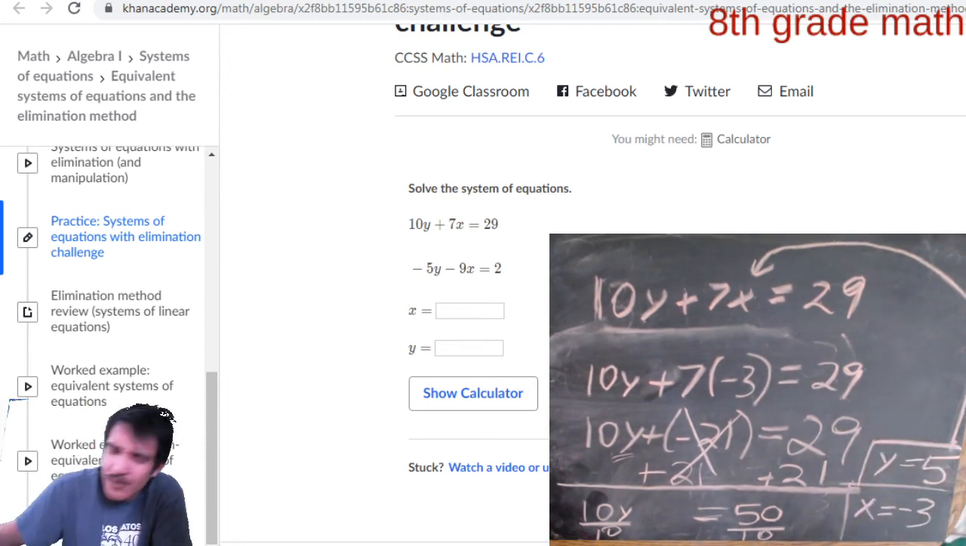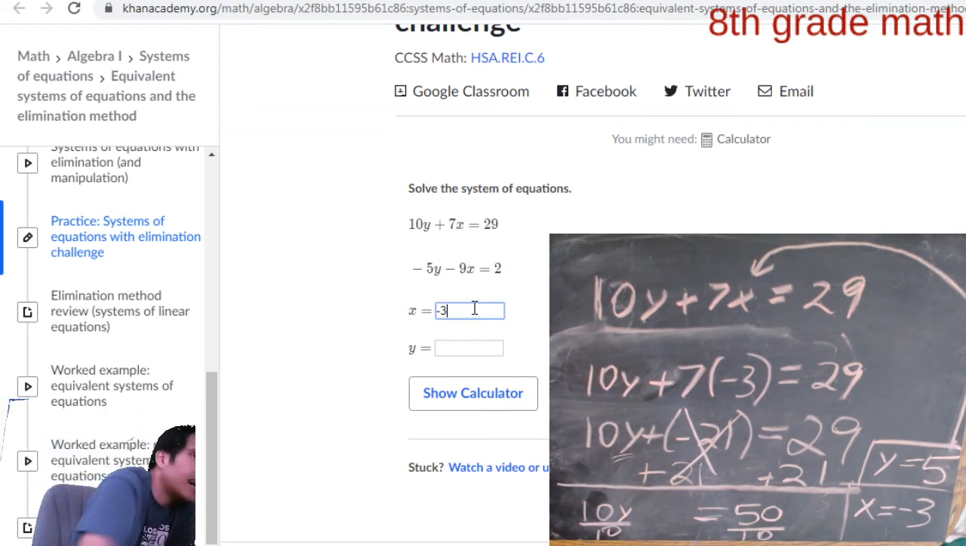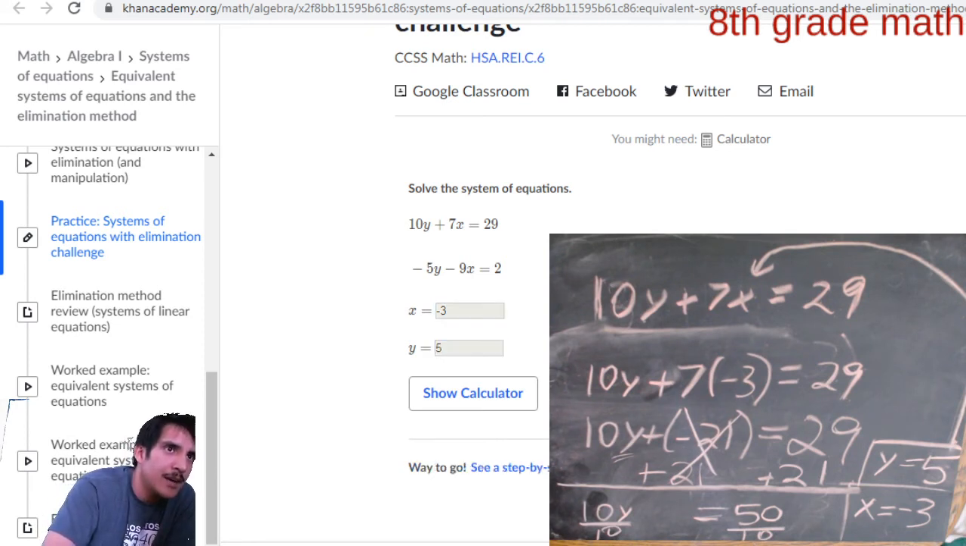Always put a box around your final solutions. X equals negative 3, y equals 5. Go ahead and click check and keep going.